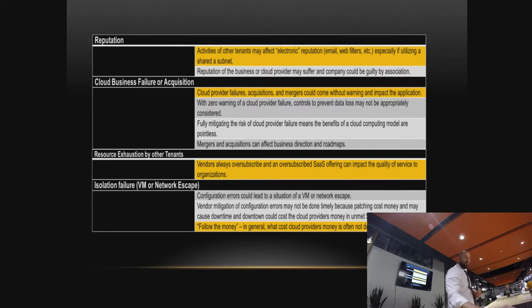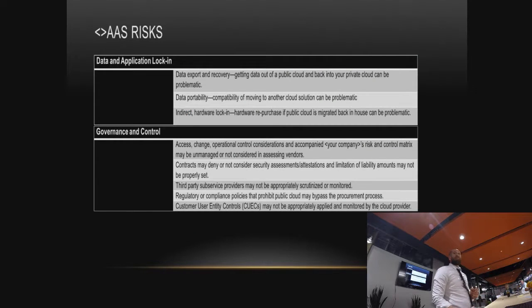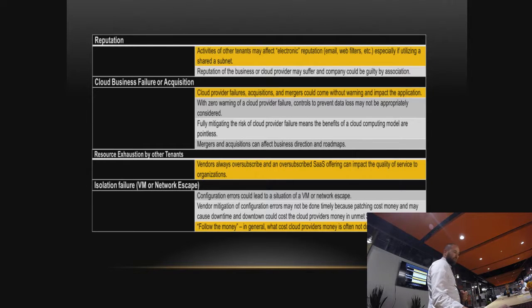And then that goes back to this previous one about data and application lock-in. How easy is it to then export your data out of that solution into the next one you want if you want to rip and replace? So there's some risk there.